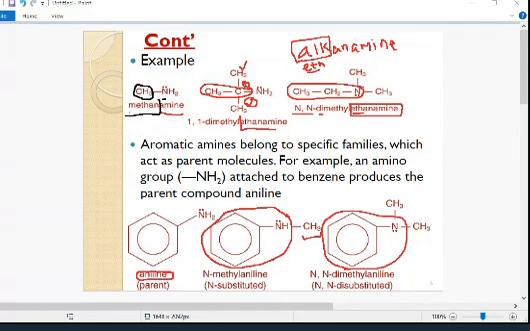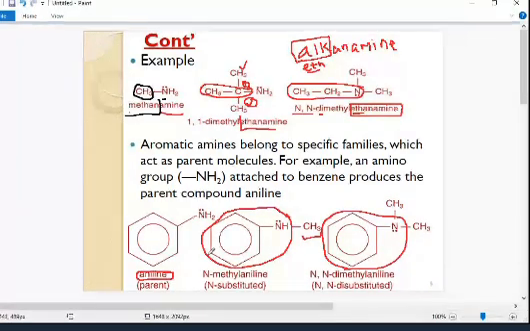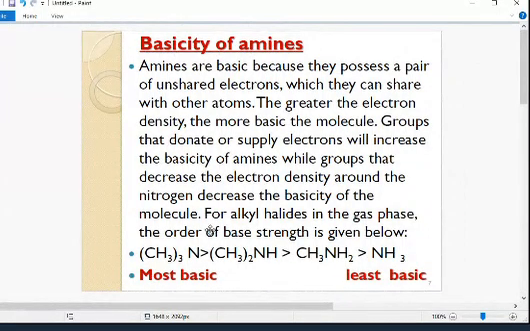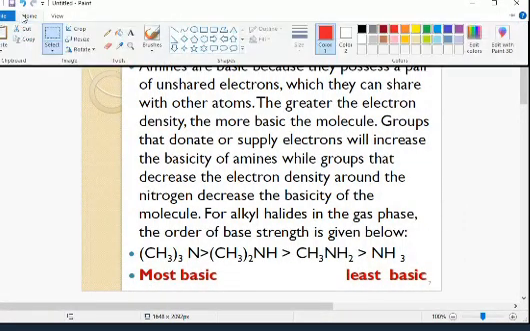Now, we need to look at another property of these amines. And one thing you should note is on the aspect of the unshared electrons.